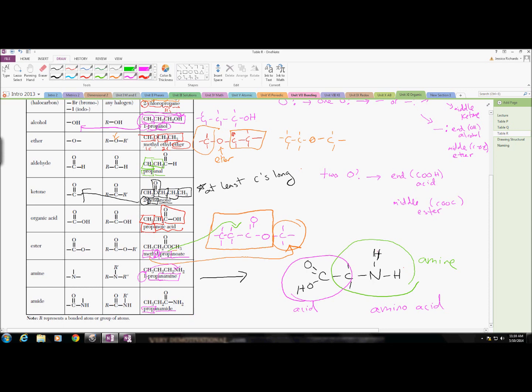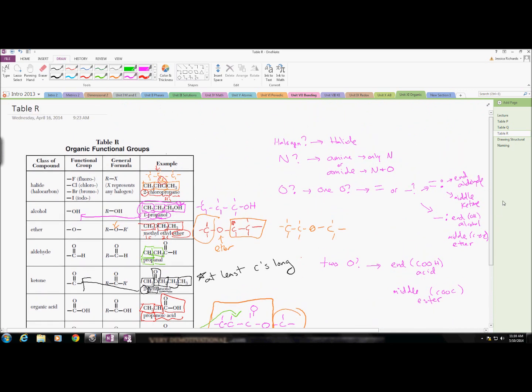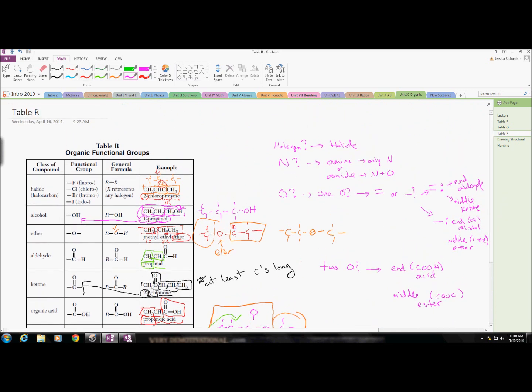That should be enough background, and we will practice naming each specific category during the lecture notes about those specific classes of compounds.